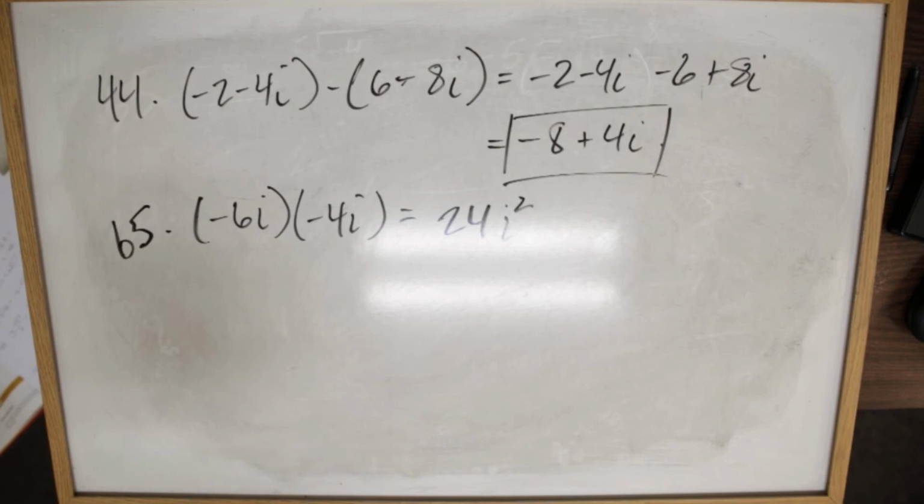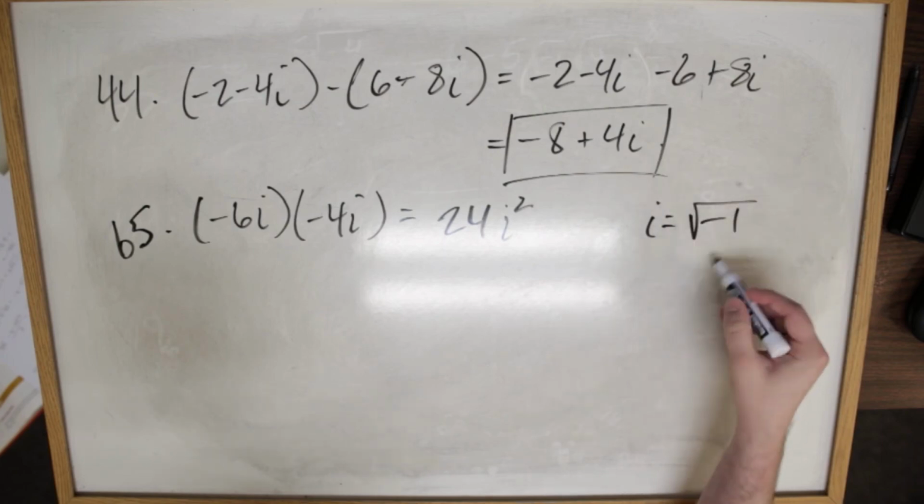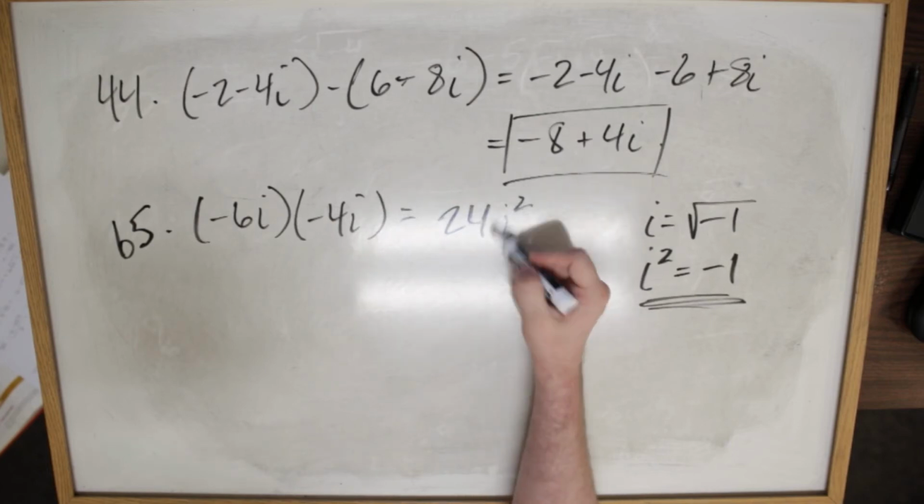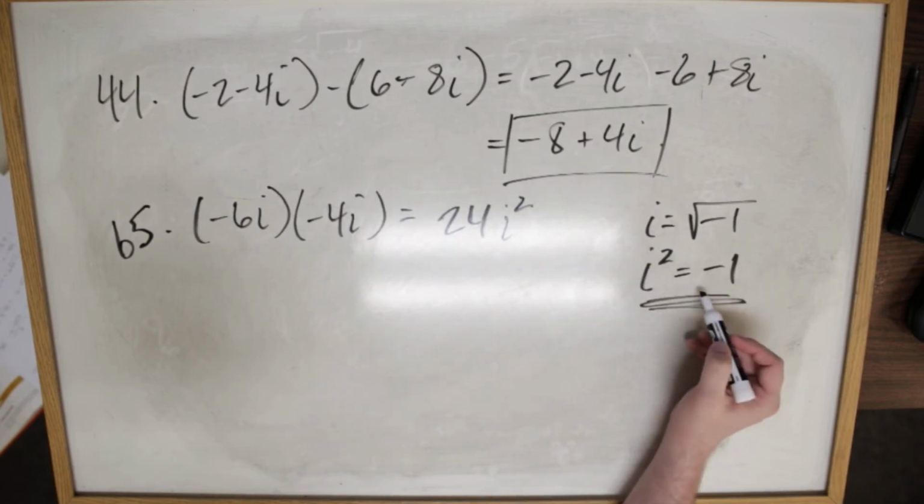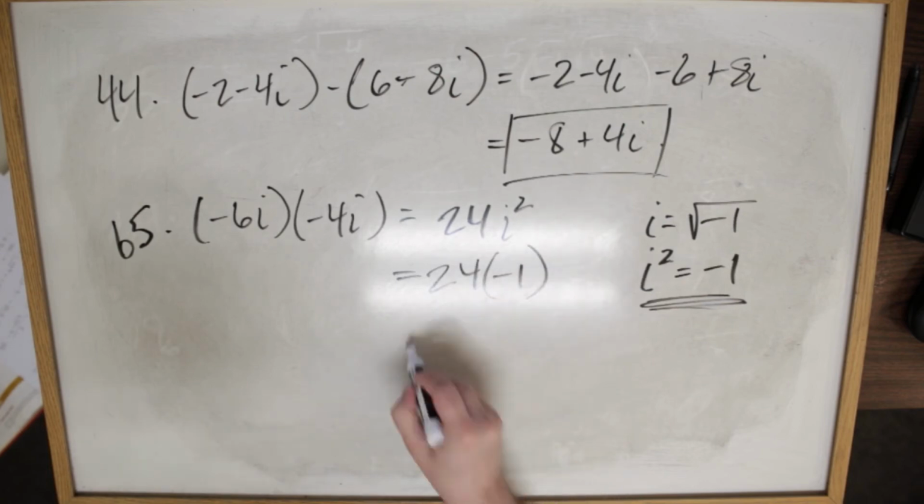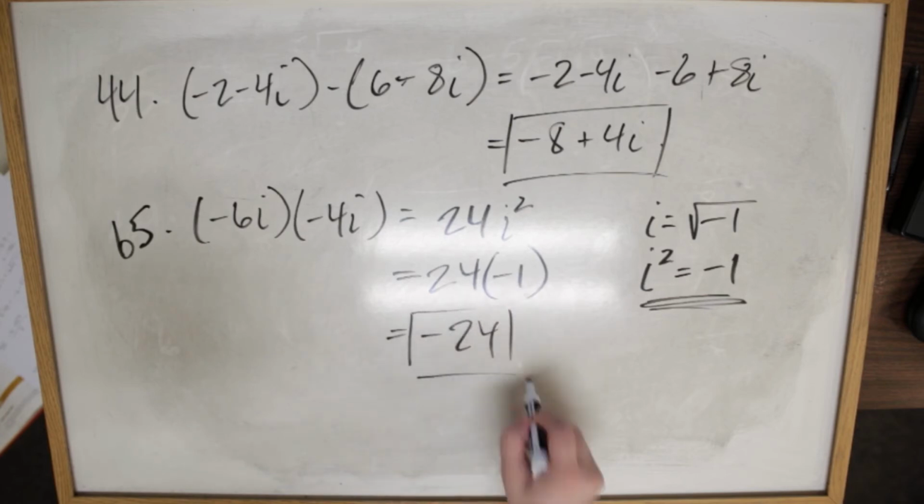Ooh, what is i squared? Remember, this is the very definition of an imaginary number. If i is equal to the square root of minus 1, then i squared is equal to minus 1. This is the important fact here. So if you get to a higher power of i, you can substitute i squared for minus 1. So this is the same as 24 times minus 1, which is equal to a minus 24. Okay, so that's how you do that kind of problem.